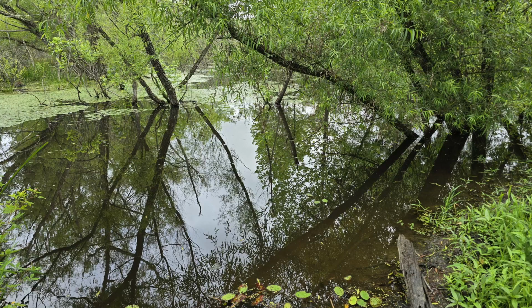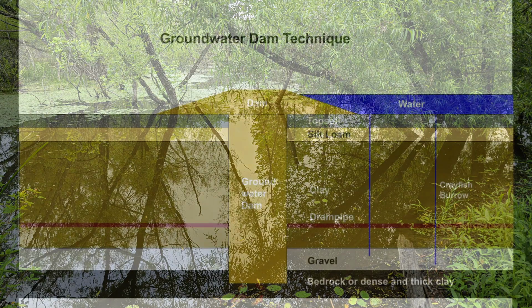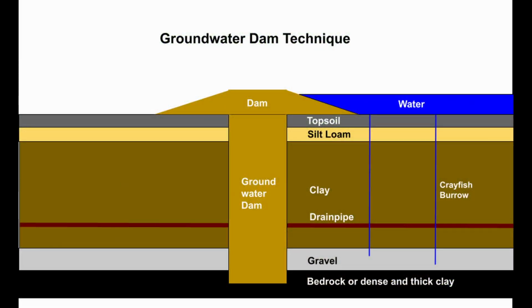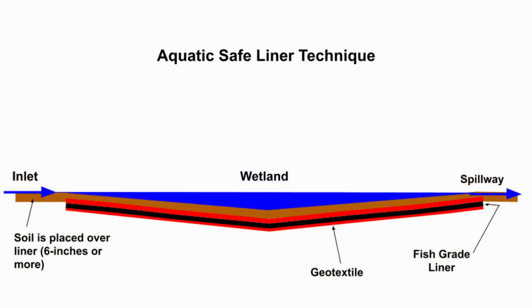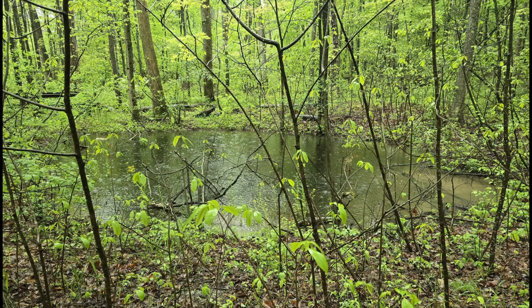Wetlands and ponds that are not holding water as planned can be repaired by using the techniques described in this video series, including the groundwater dam technique, compacted clay liner technique, or the aquatic safe liner technique. It's very possible to build a wetland that will last for many years.